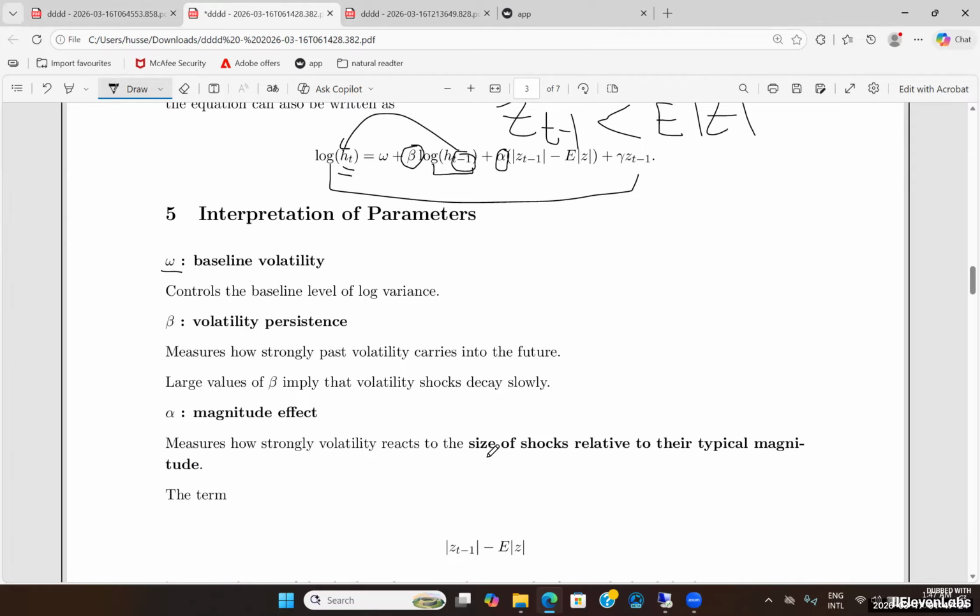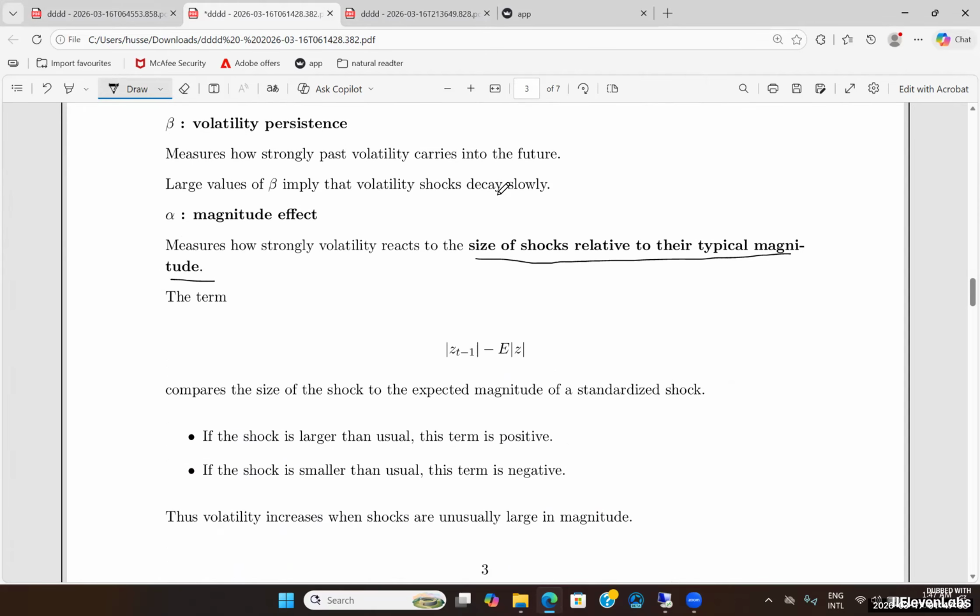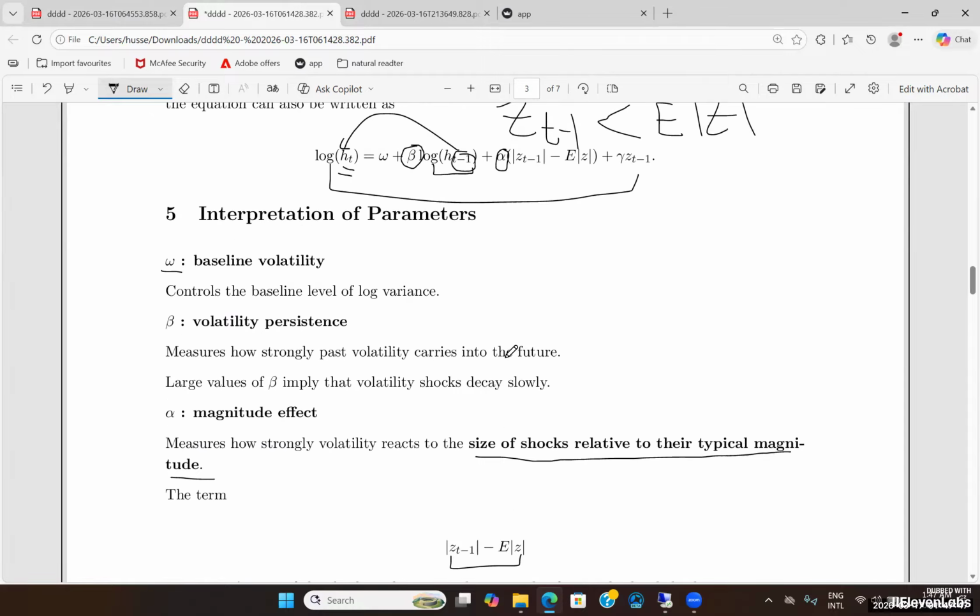The system's response is directly influenced by the scale of the shocks, particularly when considering their relation to the usual or expected magnitude. Consequently, if a shock occurring within a specific time frame proves to be significantly larger than the average shocks observed, then its resulting value will become higher. So in the event that the shock is significantly larger than its typical magnitude, this term will become positive. Conversely, if the shock is considerably smaller than what is normally expected, then this term will be negative. Typically, the sign here is positive because greater shocks, quite intuitively, will naturally lead to a higher degree of volatility.